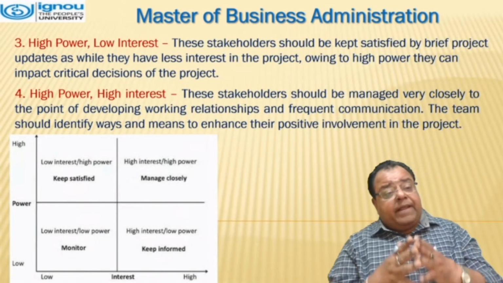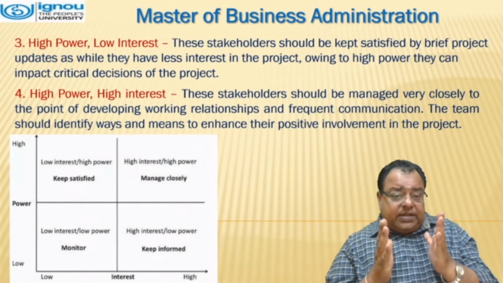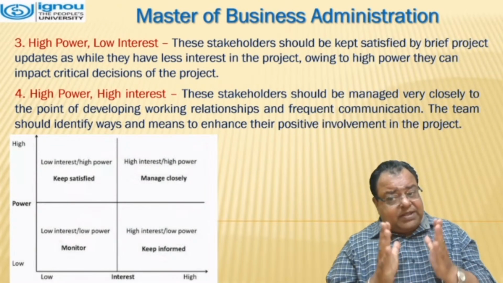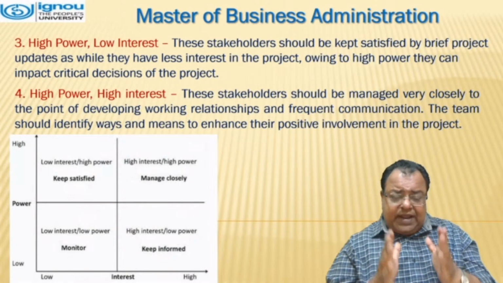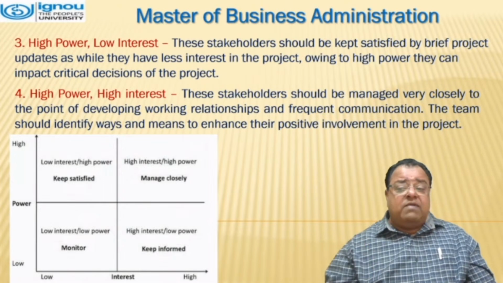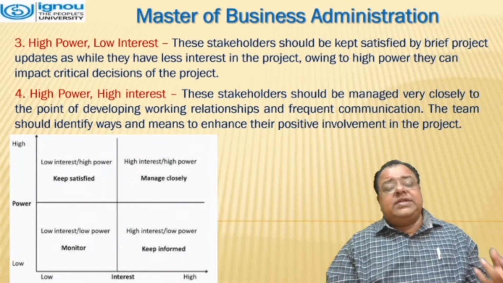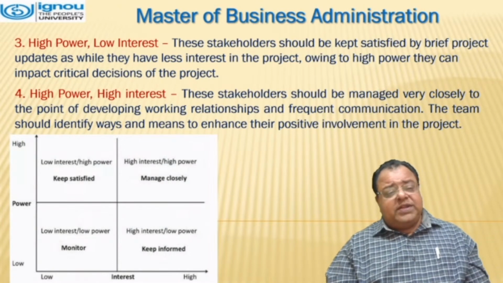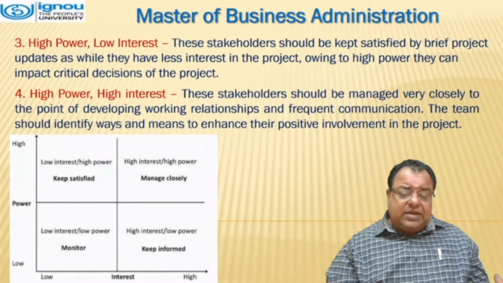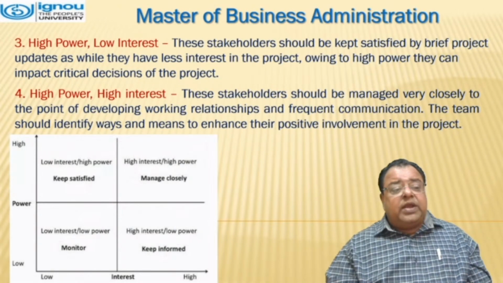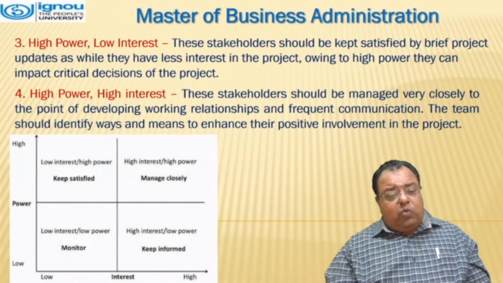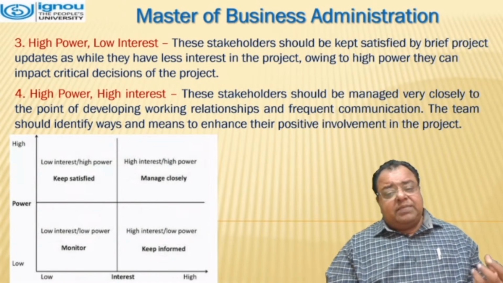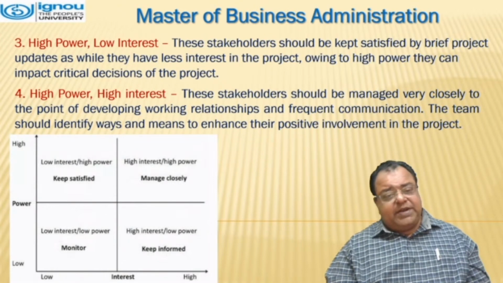Third one is high power, low interest. These stakeholders should be kept satisfied by brief project updates, as while they may have less interest in the project, being high power, they can impact critical decisions of the project. The fourth one is high power, high interest. These stakeholders should be managed very closely, to the point of developing working relationships and frequent communications. The team should identify ways and means to enhance their positive involvement in the project.